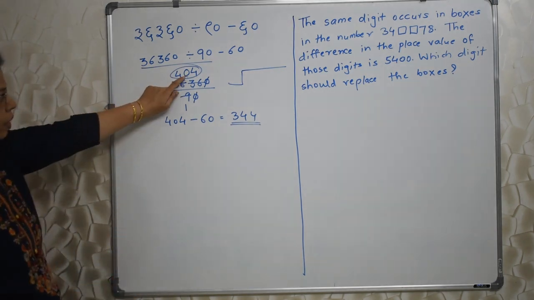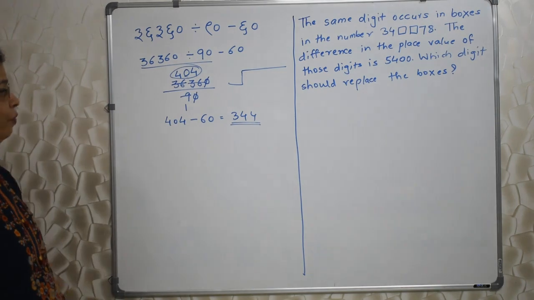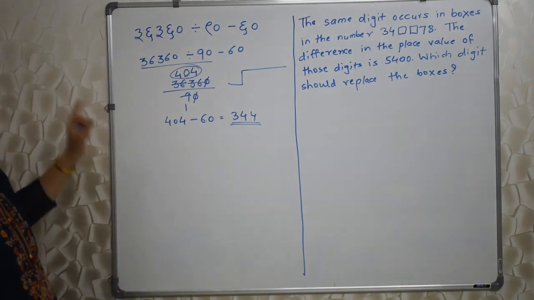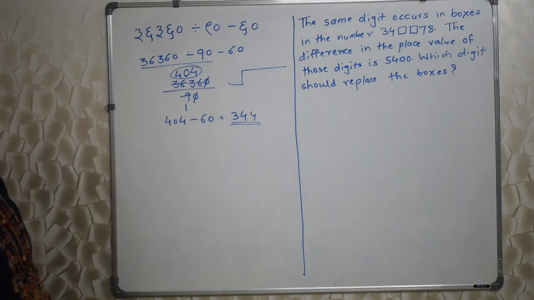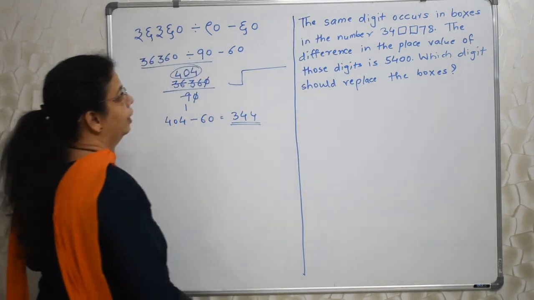This 0 is the deciding factor, remember. So the answer is 344. Very simple sum, but the probability of making a mistake is more in these kinds of sums. Okay. Next sum, read it carefully.